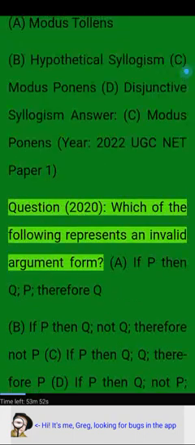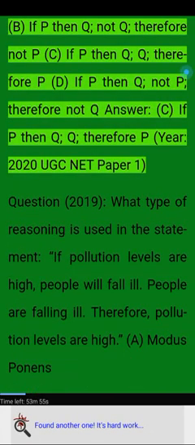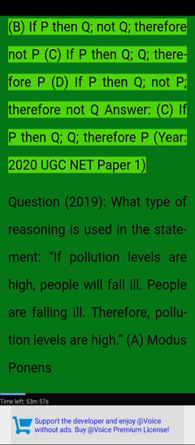Question 2020. Which of the following represents an invalid argument form? A. If P then Q, P, therefore Q. B. If P then Q, not Q, therefore not P. C. If P then Q, Q, therefore P. D. If P then Q, not P, therefore not Q. Answer. C. If P then Q, Q, therefore P. Year 2020 UGC NET Paper 1.